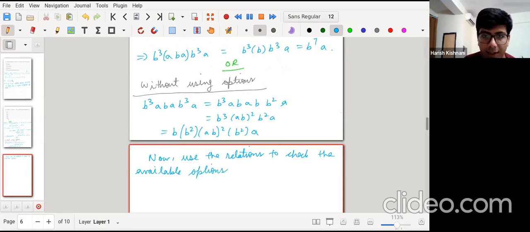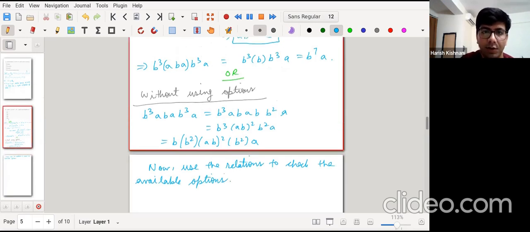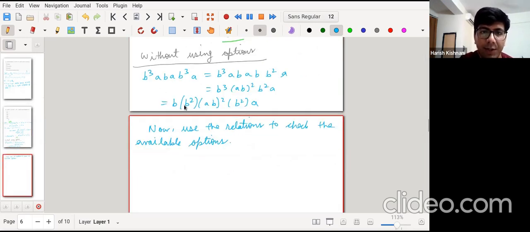So I hope the point is clear why I did it like this, because they might have given you as b a square, then ab square a cube. That is also equal to this element, because you can replace any b square by a square. So if the option is b a square, ab square, a cube, then that option is also correct. But luckily you are not having those complicated options here.